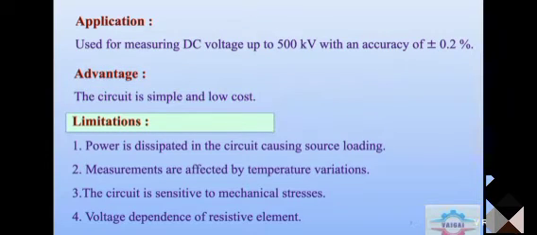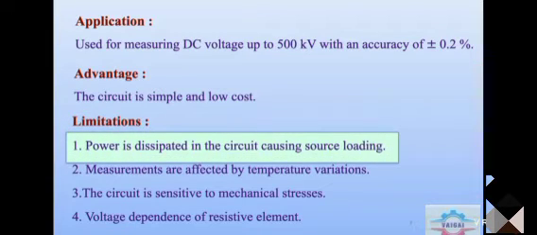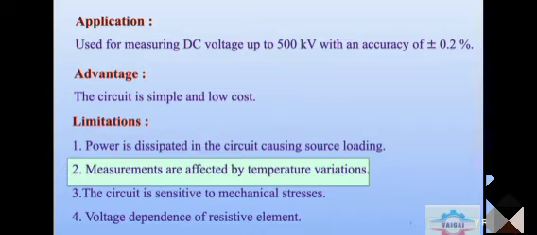The limitations of this method are, first, power is dissipated in the circuit causing source loading. Then, measurements are affected by temperature variations. It depends upon Ohm's law, which is applicable only for constant temperature, but the measurements are affected by temperature variations in the series resistance microammeter method. Then, the circuit is very sensitive to mechanical stresses.